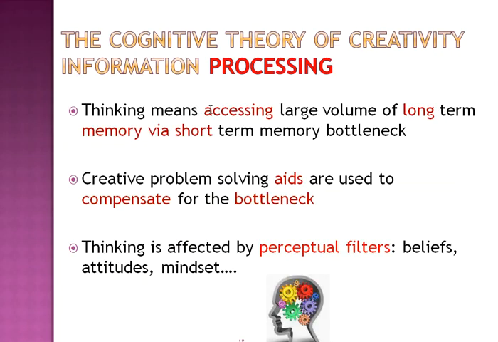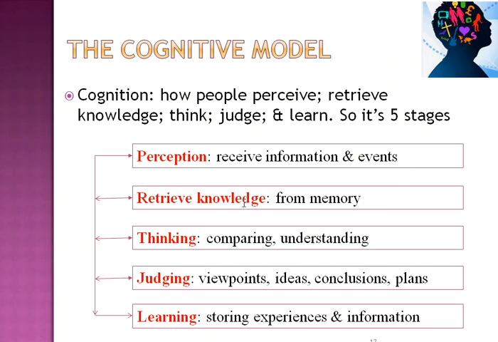According to what is introduced in our text, the cognitive theory of creativity, this is the new point in the cognitive model: thinking means accessing a large volume of long-term memory via short-term memory bottlenecks. So when we have stage number 2, we go to memory and retrieve information, right? Lots of information comes from your stored knowledge.